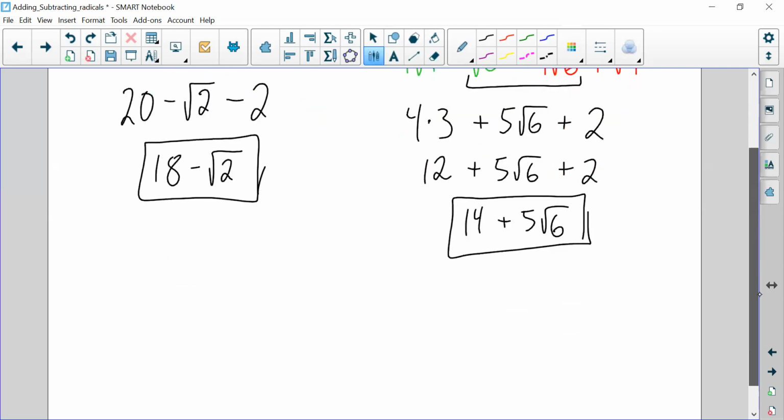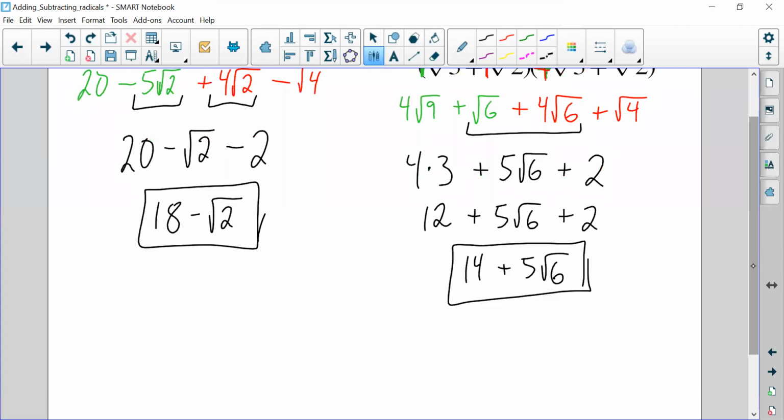Remember, on the multiple choice test, 19 rad 6 is going to be an answer, but that's wrong here. 19 rad 6 could come from 14 rad 6s plus 5 rad 6s. That equals 19 rad 6. But if you just have 14 and 5 rad 6, they're not like terms, so they cannot be combined.